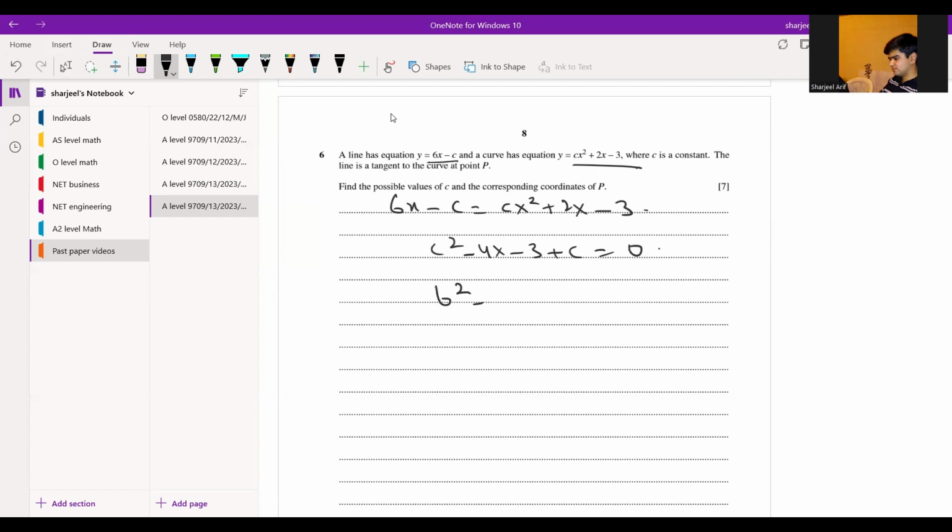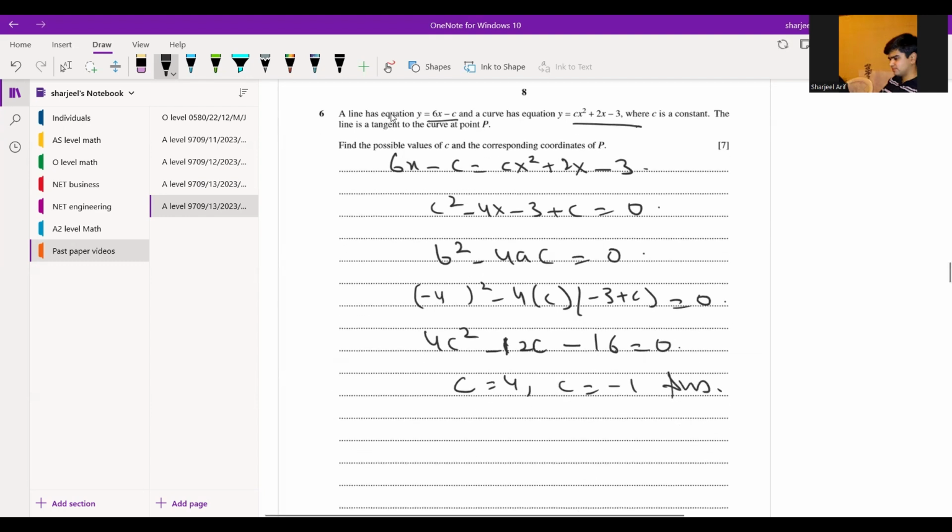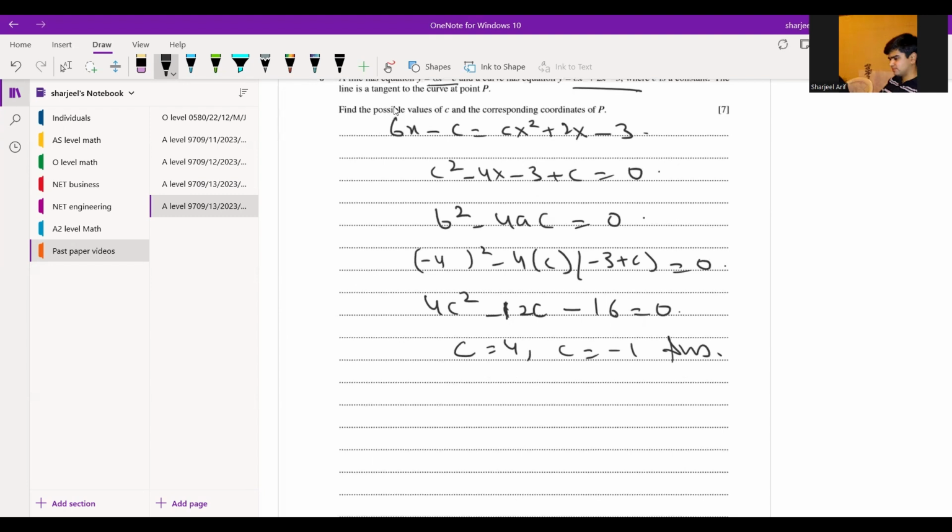We will apply discriminant here. So minus 4 square minus 4 into c into minus 3 plus c equals to 0. We will simplify to get 4c square minus 12c minus 16 equal to 0. The two values for c will be 4 and minus 1. These are the two values for c. Now we have to find the corresponding values of p.